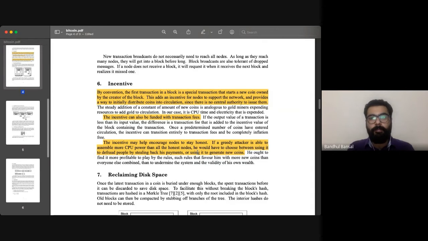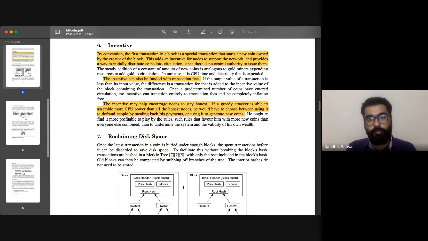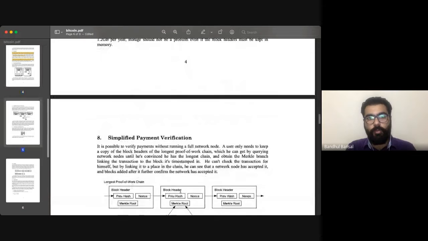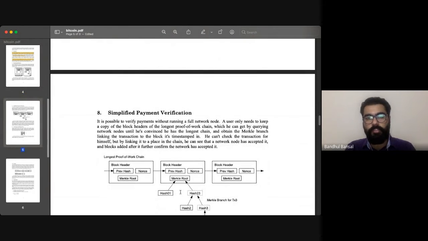In the next video, what we'll try to do is cover reclaiming disk space, as well as simplified payment verification. We'll cover these two sections in the next video.